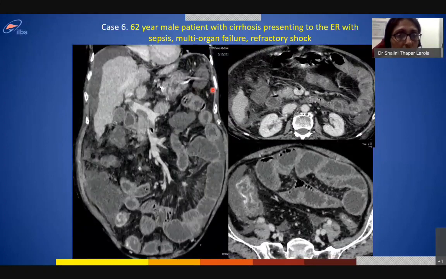The kidneys are not functioning. The KFT is abnormal, and he's also in shock. The patient is sent to you for CT. You do a CT here, and what do you see?